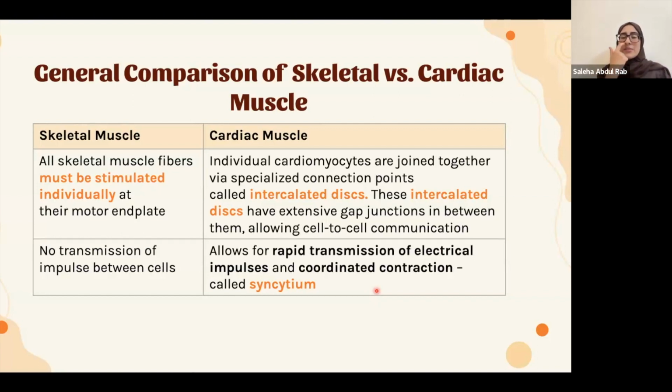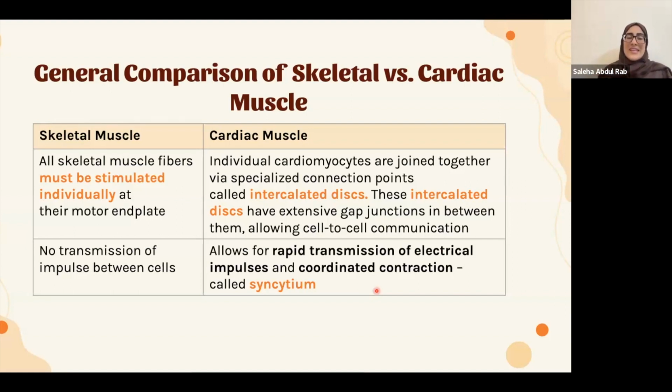What happens in cardiac muscle is all the cardiomyocytes, as we mentioned at the end of the last lecture, are all joined together very, very closely by these intercalated discs or these gap junctions. These gap junctions allow ions to pass through and the cells to communicate. So any impulse that comes is actually able to go through the cells one by one itself. They don't need to be stimulated individually. They communicate between themselves to allow one impulse to arrive and to allow coordinated contraction throughout the heart.